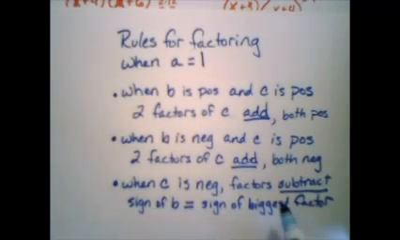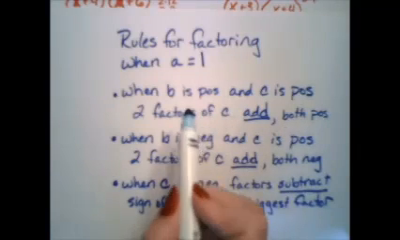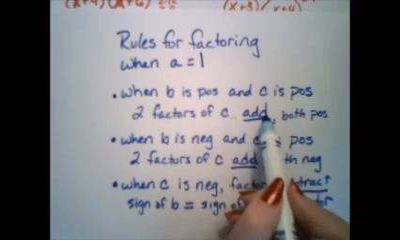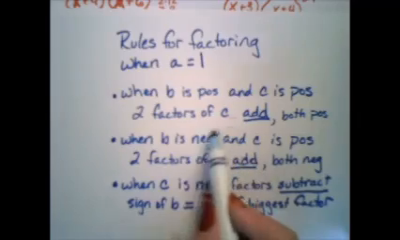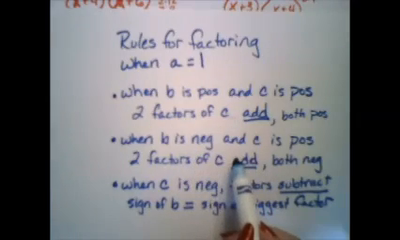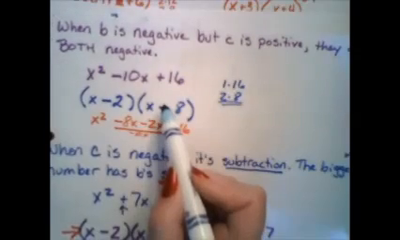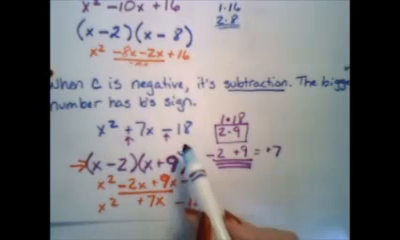And these notes will help get you through your test. And if you need me to walk you through any of these examples, let me know. Or you can rewind the video. Our first few examples were this one. When B is negative but C is positive was the example x squared minus 10x plus 16. This one. And then when C is negative, it's subtraction. That was this one.